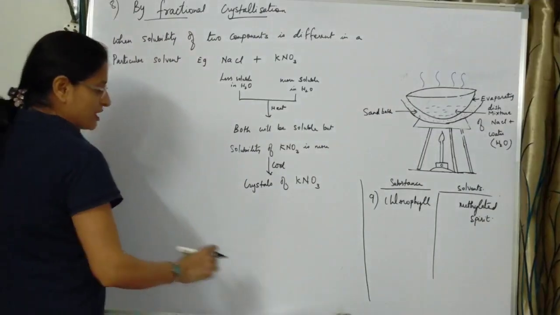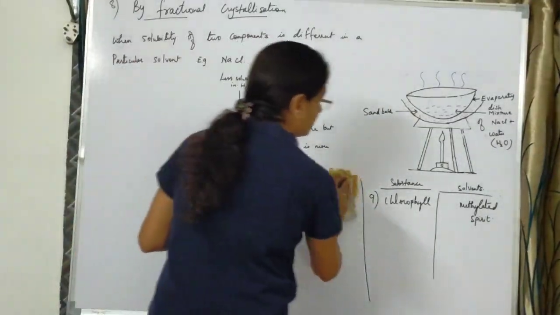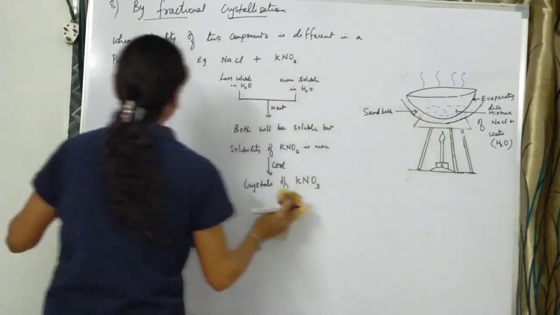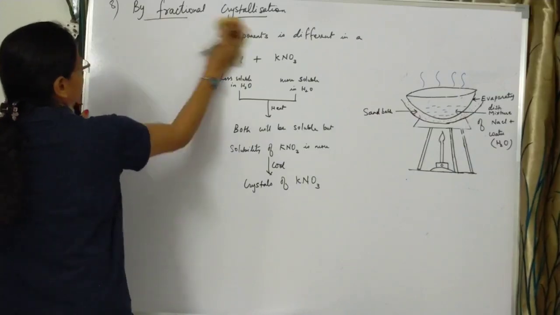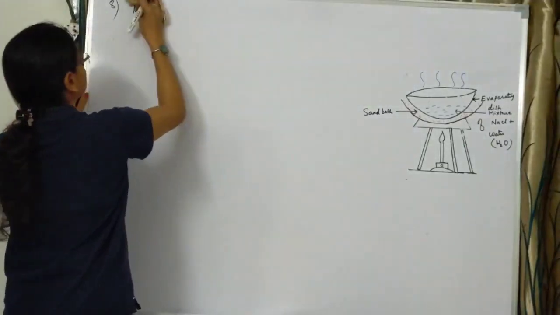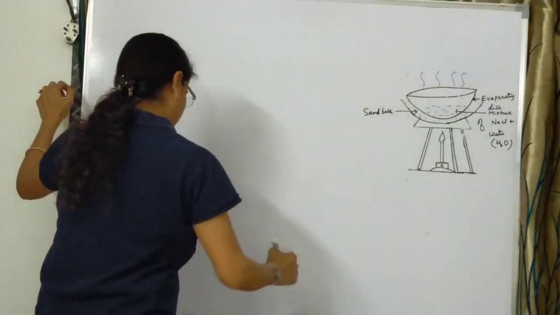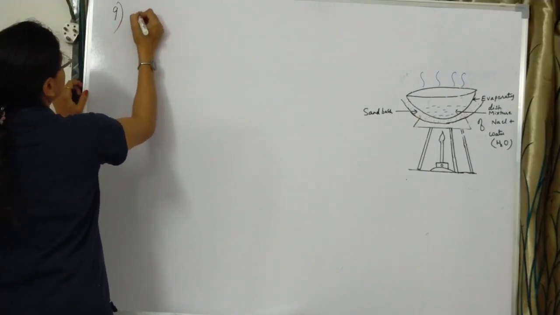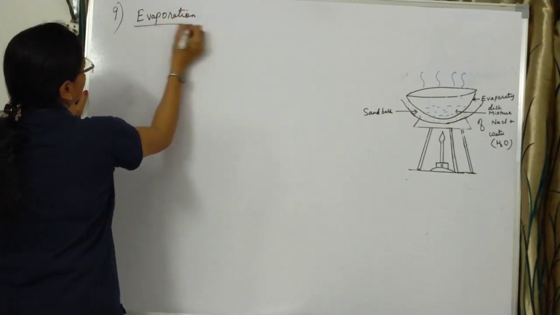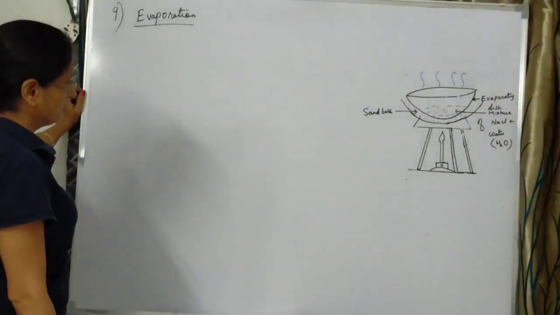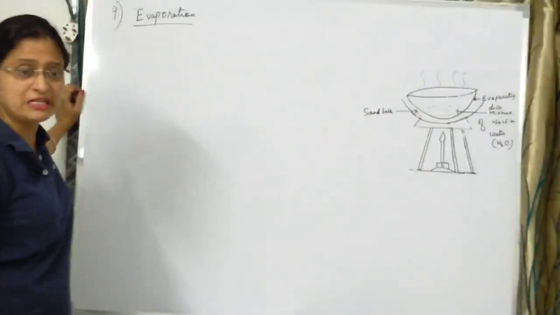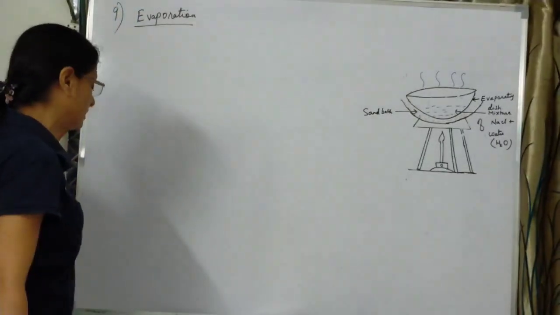Our next method of separation for today's class, that I plan to discuss with you, is the method of evaporation. The ninth method, that is evaporation. Now this method is very simple. All of you are very much familiar with this method of separation. We generally see this at home also. By heating certain things, we find that the liquid gets evaporated and the solid remains behind.